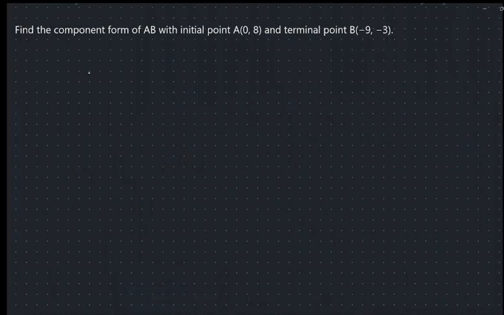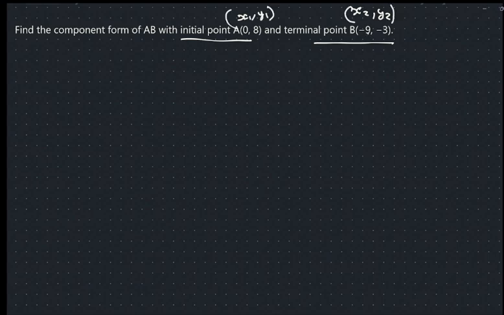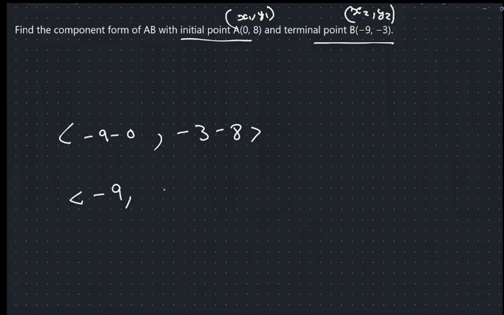So let's also find the component form of this. We have the initial point and we have the terminal point, and the terminal point has x2 and y2, and here we have x1 and y1. Therefore, let's do it. What is x2? That's -9 minus x1, which is 0, and then y2, which is -3 minus y1, which is 8. -9 minus 0 is -9, -3 minus 8 is -11, and this is our result.